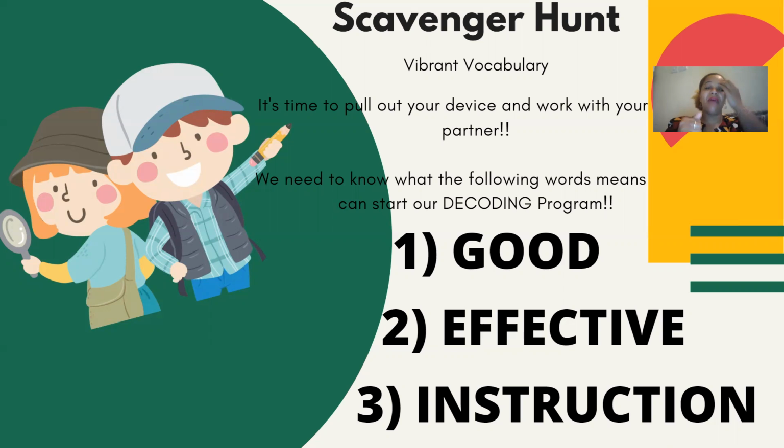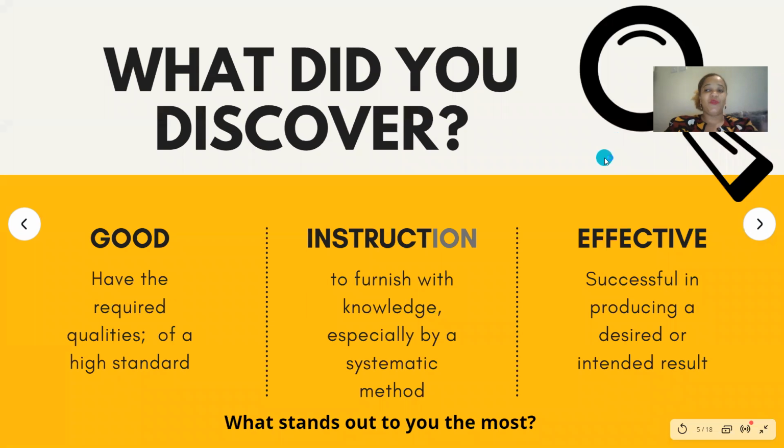Okay, now you're coming back and you've looked and deciphered, and I want to know, do your 3 definitions line up with the 3 definitions that we discovered? So let's talk about these definitions very briefly. When you talk about something that's good, good means it has the required qualities. It's of a high standard. So it's something we definitely want, and it has all the qualities that are required to make it be at that top scale. So that's what happens when we have something that's good.